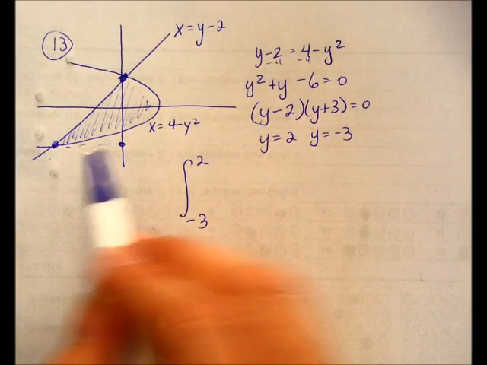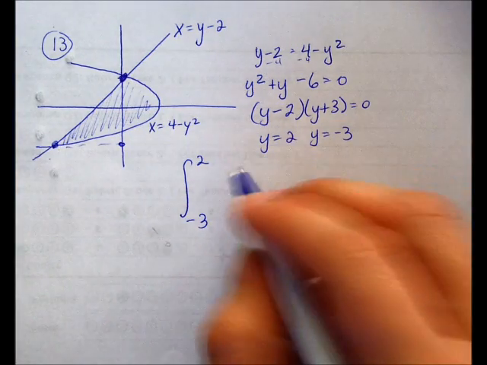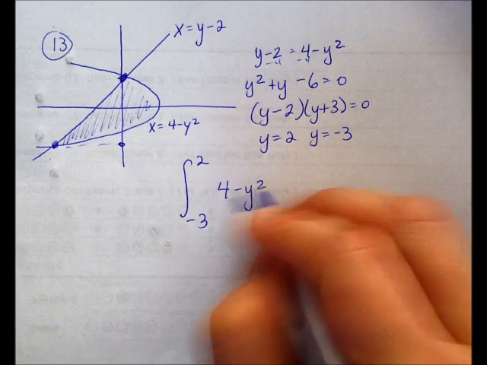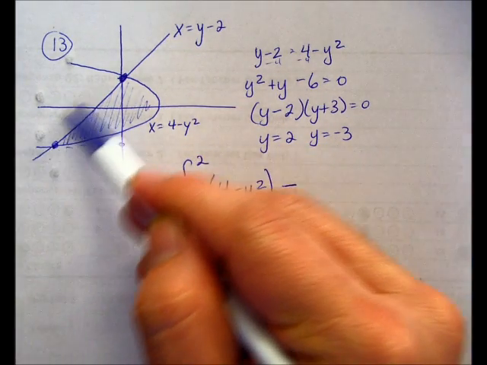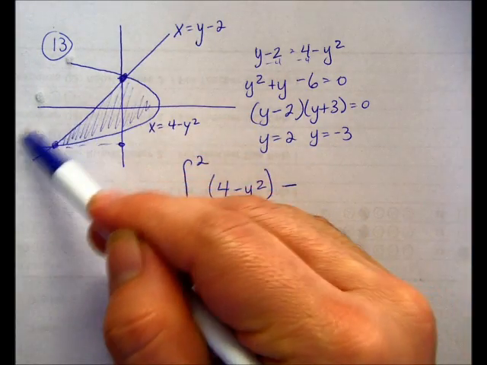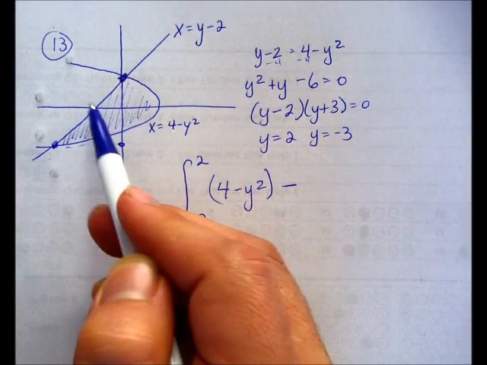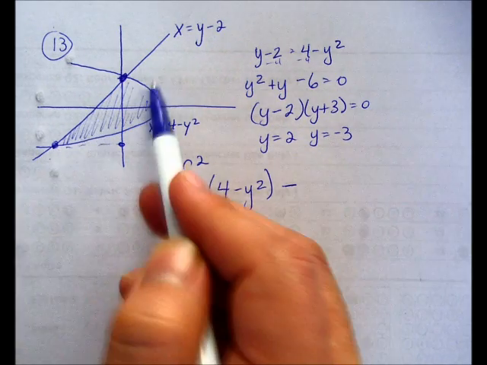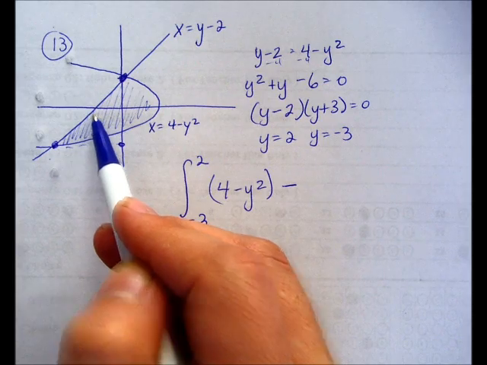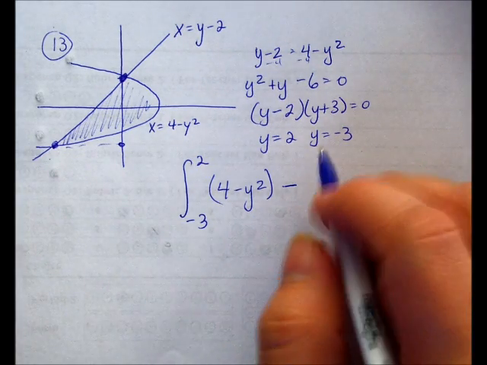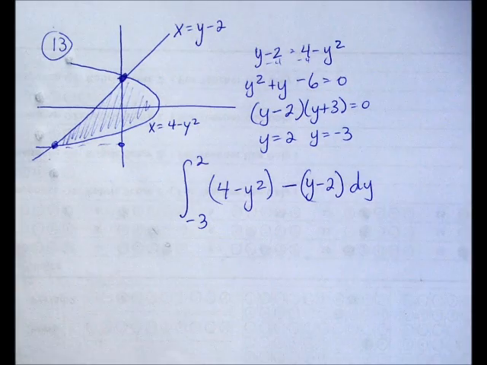And we're going to have our upper function, which is going to be this one here. So this is the curve, 4 minus y squared, minus the lower function, which is going to be the line. So when we're looking at upper to lower, in this case, we're looking at right to left. Okay, the rightmost is going to be a bigger x value than this one. So then y minus 2 dy.